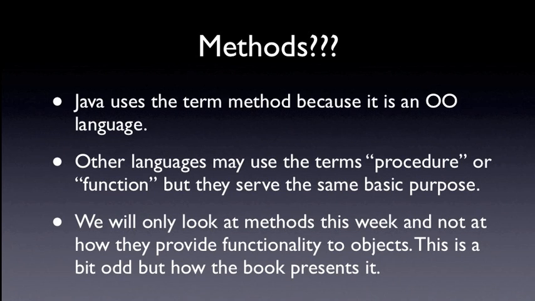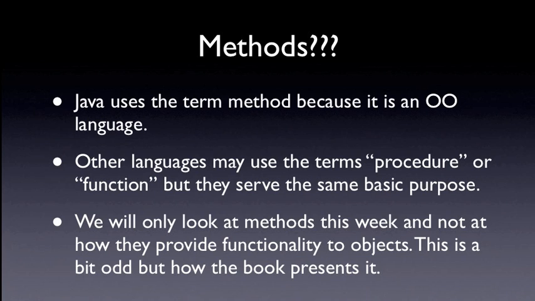Why do we use the term method? Well, Java is an object-oriented programming language, and methods are discrete packets of functionality, but in the case of an object-oriented programming language, methods usually represent the behaviors that are associated with an individual object. We'll take a look at some of that in a second, and we'll talk more about object-oriented programming next week.